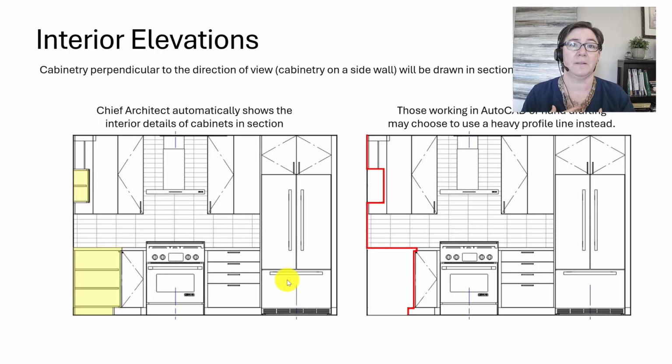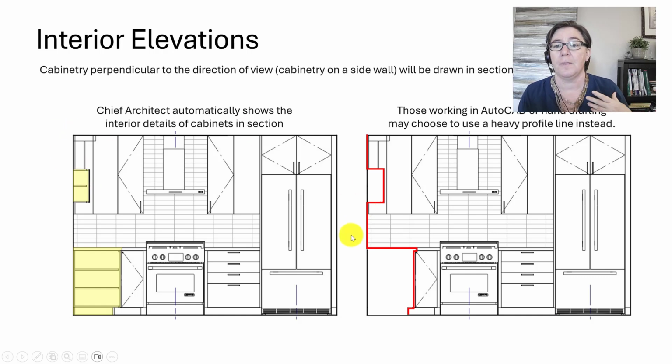Now here's something that is specific to kitchen design that might not be familiar to you. And that is that sometimes we have elements that are perpendicular to the direction of the view. And an example would be cabinetry on a side wall. And those elements we're going to draw in section. Chief Architect will automatically do this for you. It'll show the interior details of these cabinets in section. All right, I've just put a little yellow highlight on there so you can tell what I'm talking about.